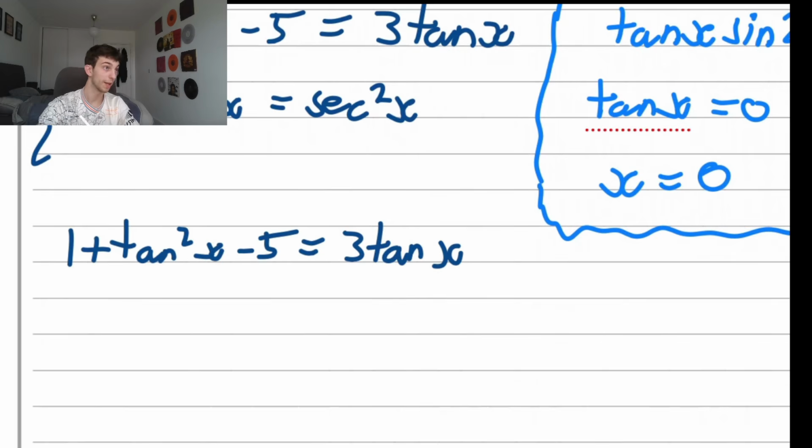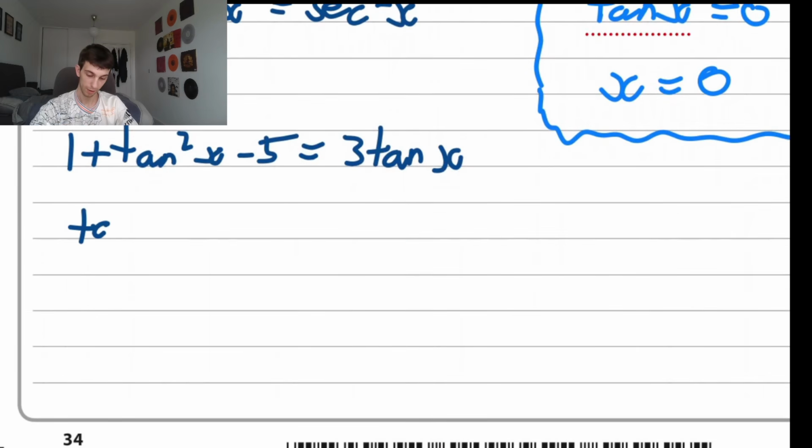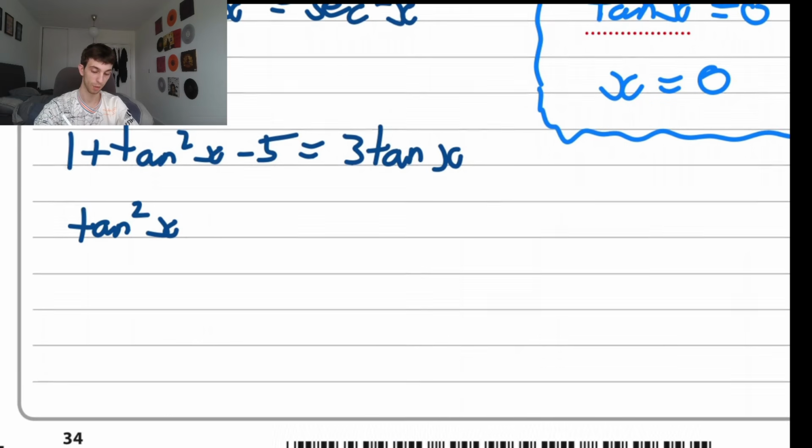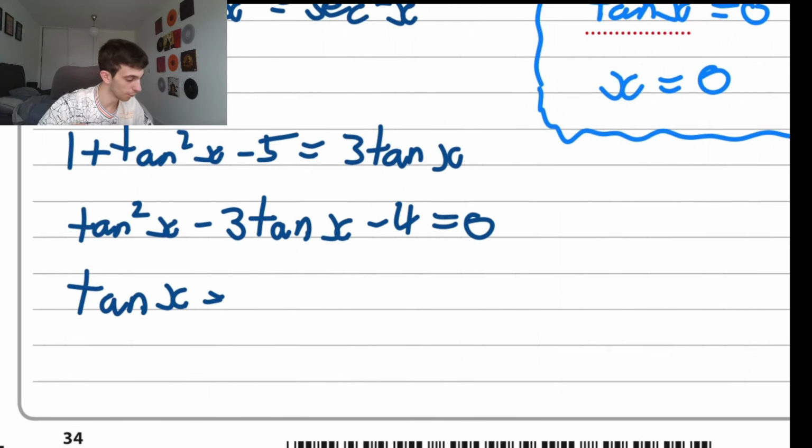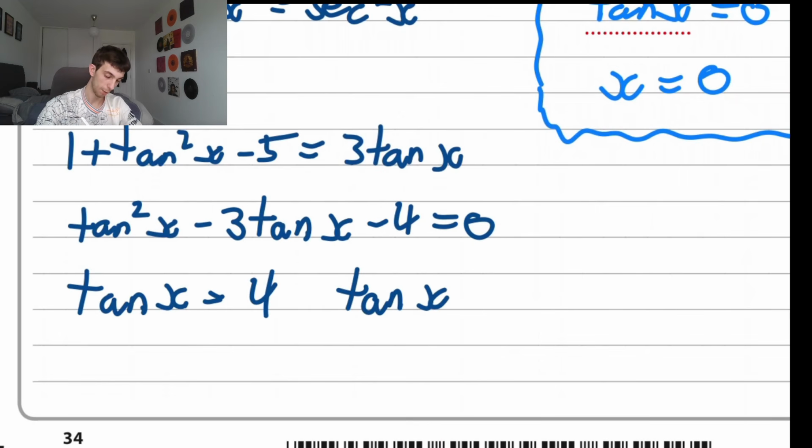Here we can actually set up a quadratic. So we have tan squared x minus 5 plus 1, so that's going to be minus 4, but then we can take away that 3 tan x. So we have tan squared x minus 3 tan x minus 4 equals 0. So here we have a quadratic. Slap it into your calculator to solve your quadratic, and we get tan x to be equal to, two solutions here, tan x equals 4 and tan x equals minus 1.